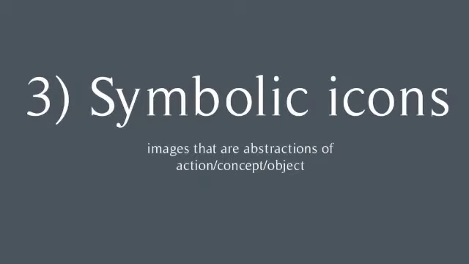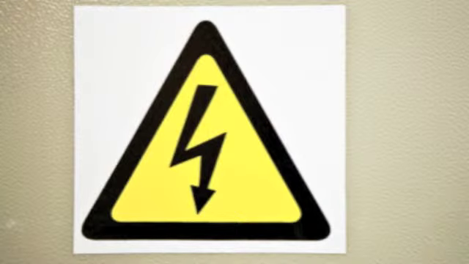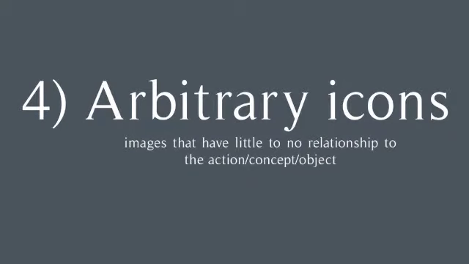It uses an airplane. Symbolic icons are those that refer to images that are abstractions of an action, concept, or object. Effective when the action, concept, or object involves an easily recognizable object, such as an electrical sign that uses a thunderbolt. And lastly, we have arbitrary icons. These are images that have little or no relationship with the action, concept, or object. They should be used when trying to develop industry standard icons, since the relationship between the icon and what it's representing has to be learned. For example, icons representing male and female.